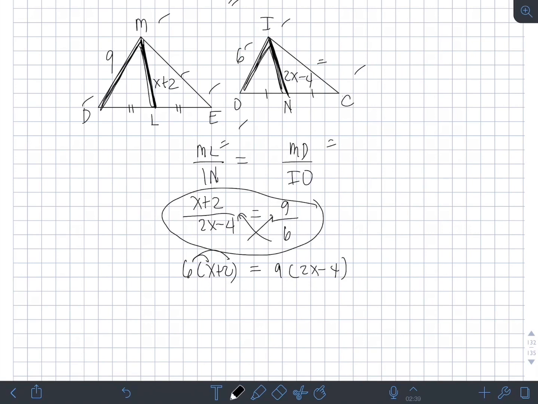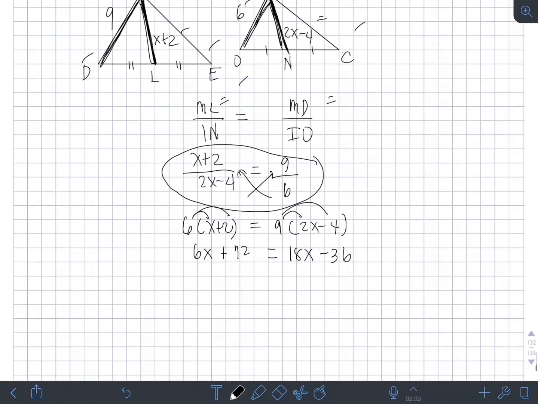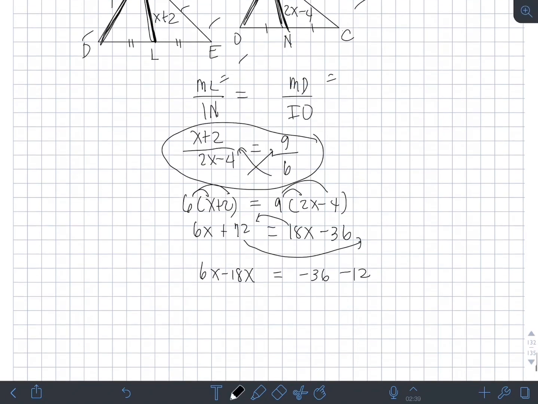So, distribute ko si 6. So, 6 times x is 6x plus 6 times 2 is 12 equals, distribute din natin si 9. 9 times 2x is 18x. 9 times negative 4 is negative 36. So, transpose ko dito sa left si 18x, transpose ko dito sa right si 12, magiging 6x minus 18x is equal to negative 36 minus 12. So, 6x minus 18x is negative 12x equal to negative 36 minus 12 is negative 48. So, to solve for x, divide both sides by negative 12. X is now negative 48 divided by negative 12 or 4.